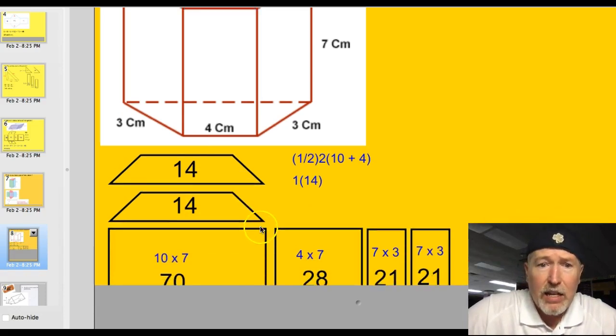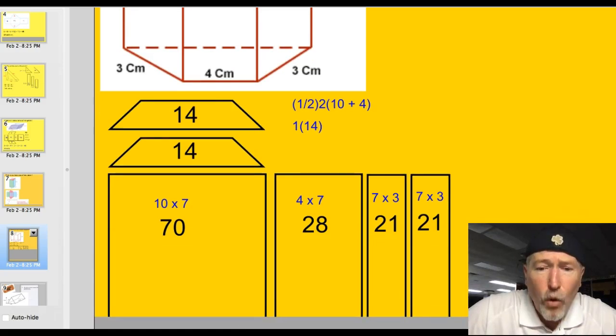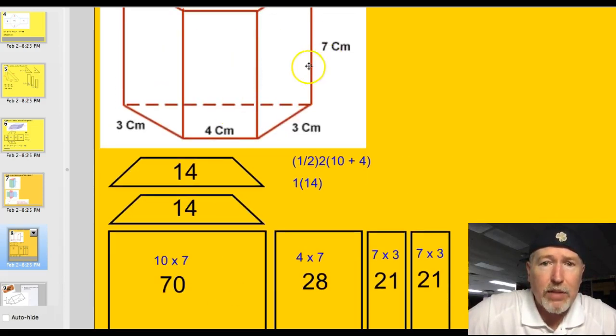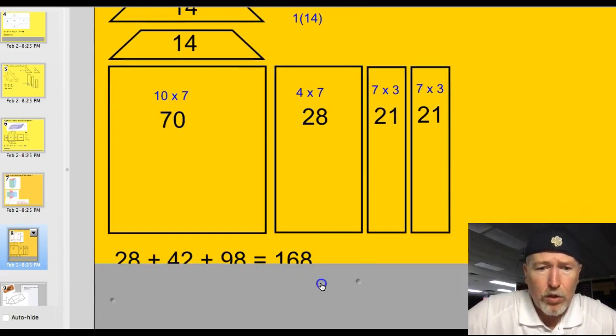Then I had to find the 1, 2, 3, 4 other rectangles. Well, we've got the big one that's on the back, and that's going to be 10 times 7, which is 70. You've got this one in the middle was the next biggest. That's going to be 4 times 7. That'll be 28. Plus you have these two sides, which are 3 times 7, which are 21. Add all those guys up.